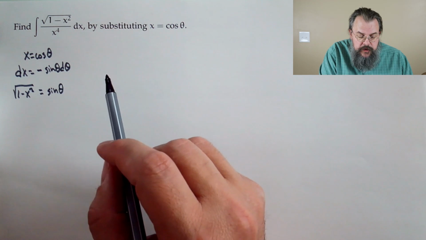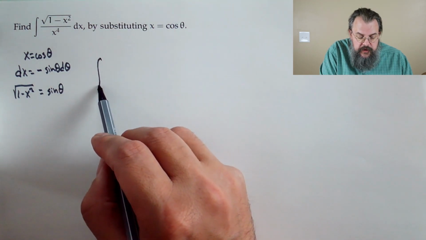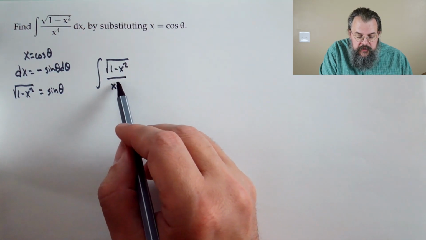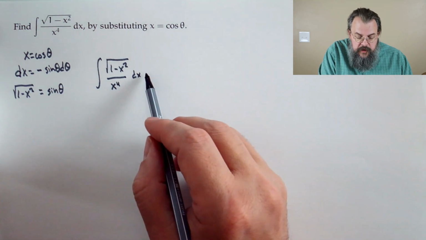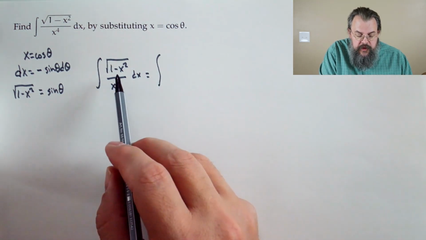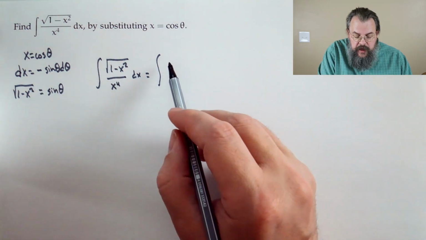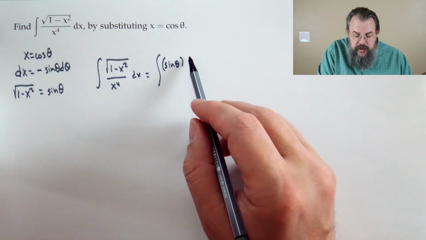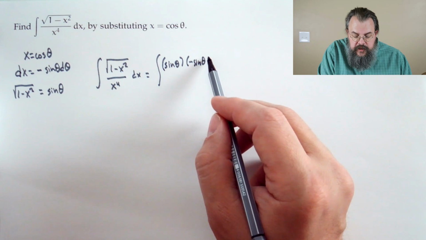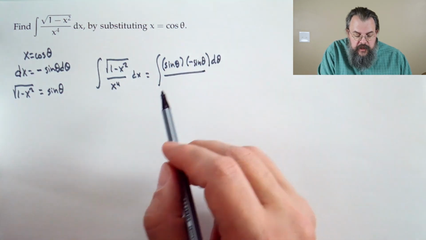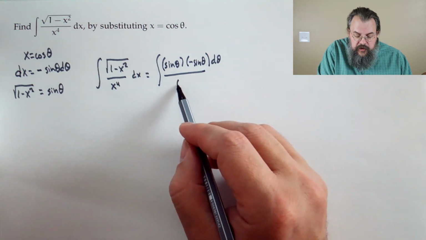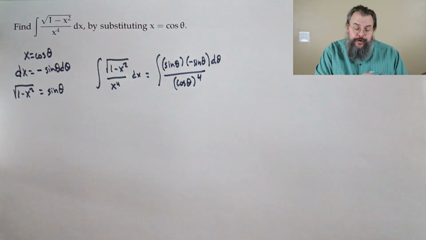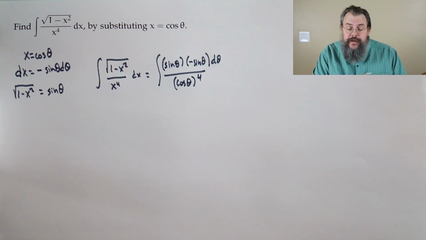Okay, so we have the integral square root 1 minus x squared divided by x to the fourth dx. Well, that would be equal to the integral. Square root of 1 minus x squared is sine, all right, so sine theta. dx is negative sine theta, then there's a d theta. And then x to the fourth is cosine theta to the fourth. All right, great. Well, now let's take a look, see what we have.